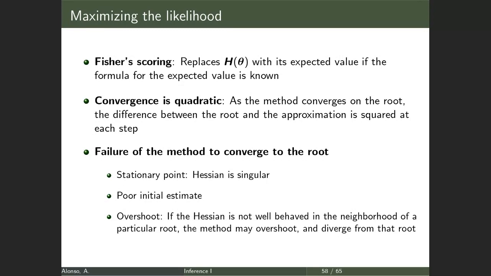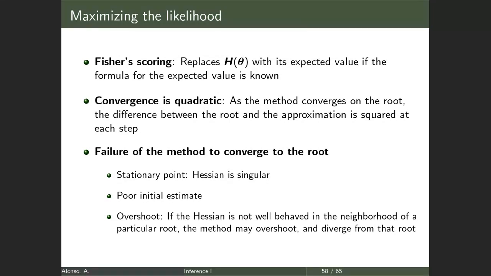Now, it may fail. You may have situations in which the algorithm just gets into trouble. For instance, when you have a stationary point, when the Hessian becomes singular. Why is that a problem? Well, remember, in the algorithm, you need to calculate the inverse of the Hessian. So if the Hessian becomes singular, that inverse doesn't exist. And then you may get into trouble.